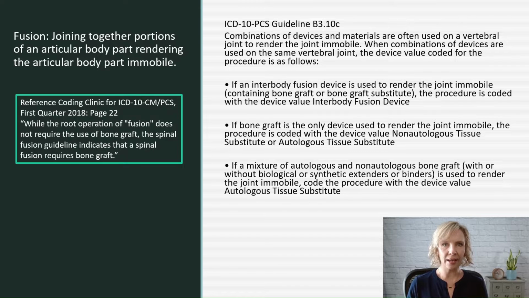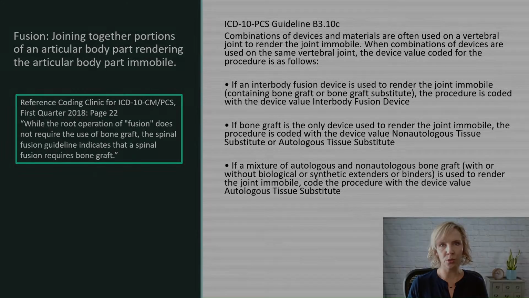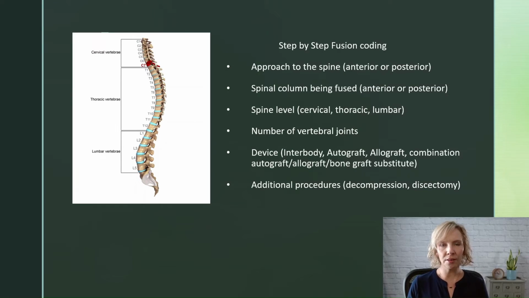According to PCS guidelines, a spinal fusion requires the use of bone graft or a bone graft substitute to make the joint immobile. This means that the operative report must describe the use of bone graft or a bone graft substitute to code the procedure to root operation fusion. It's important to note that this guideline is specific to spinal fusion and does not apply to fusion of other joints.